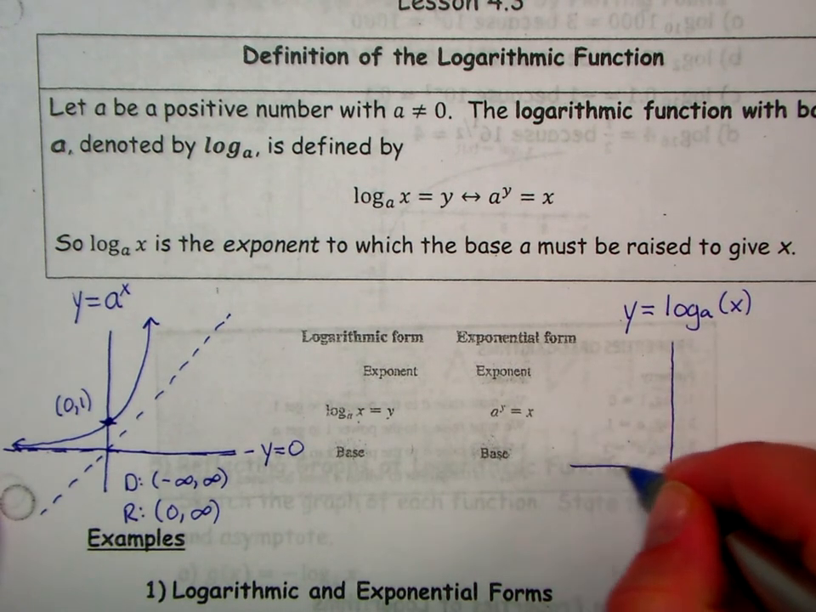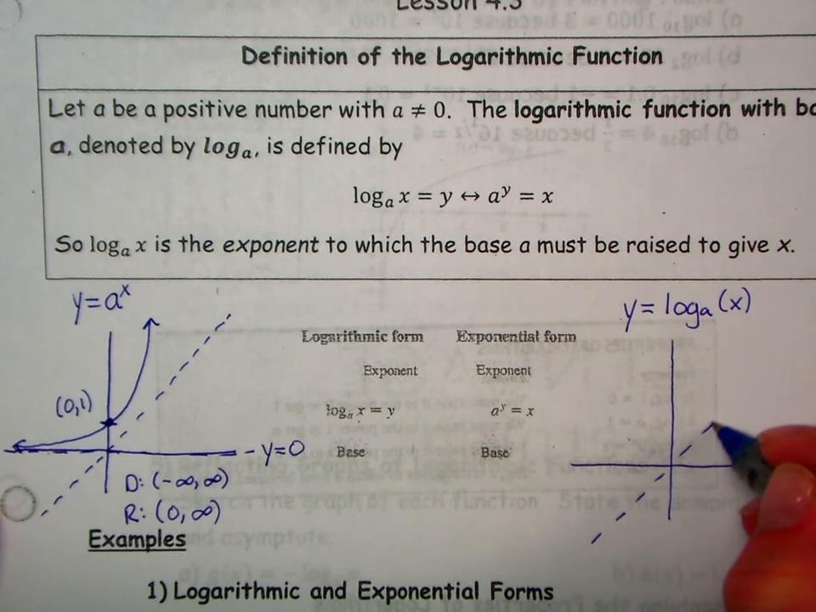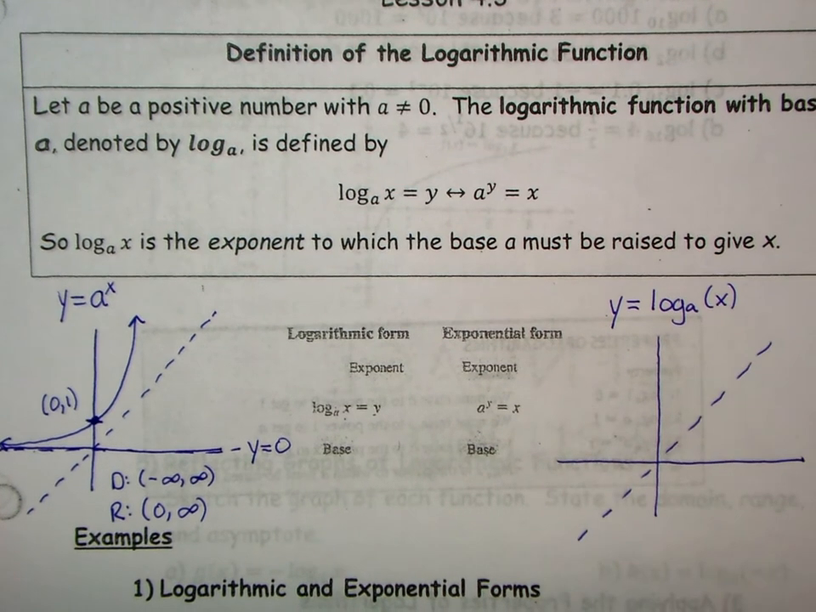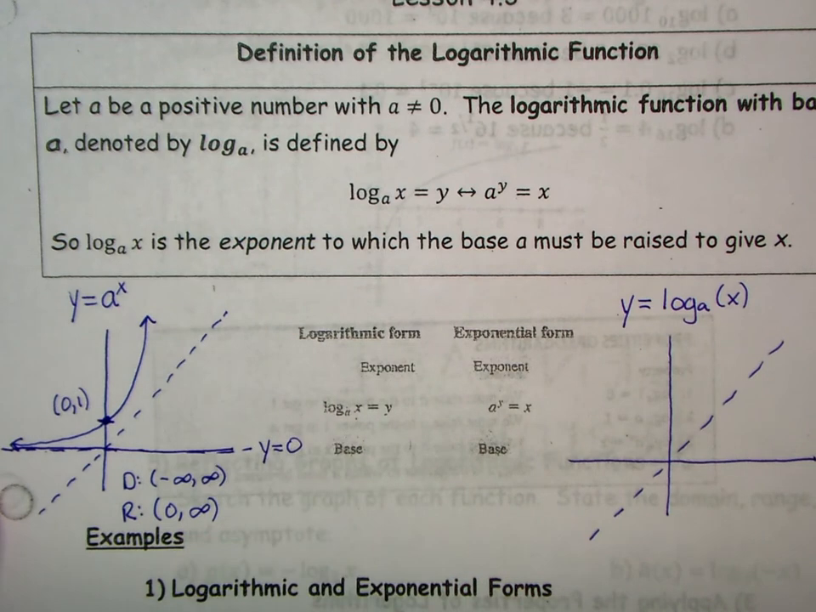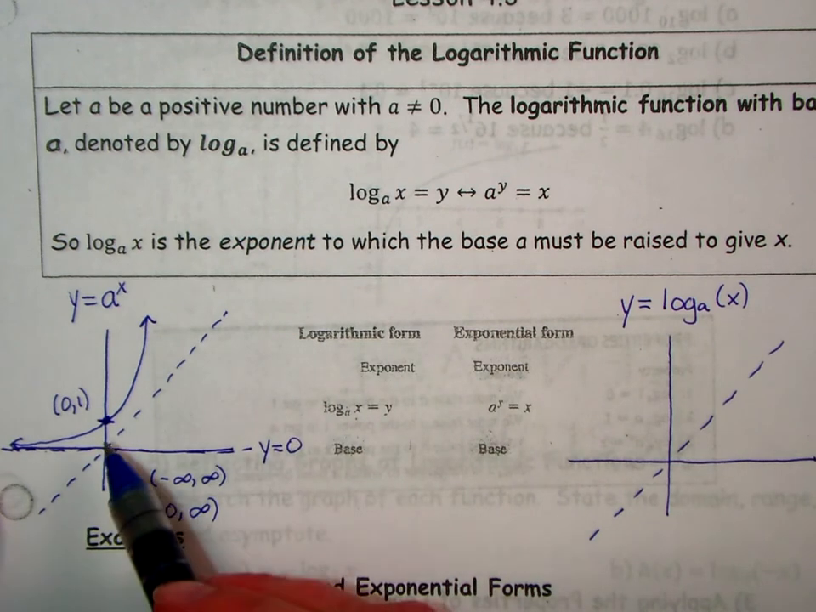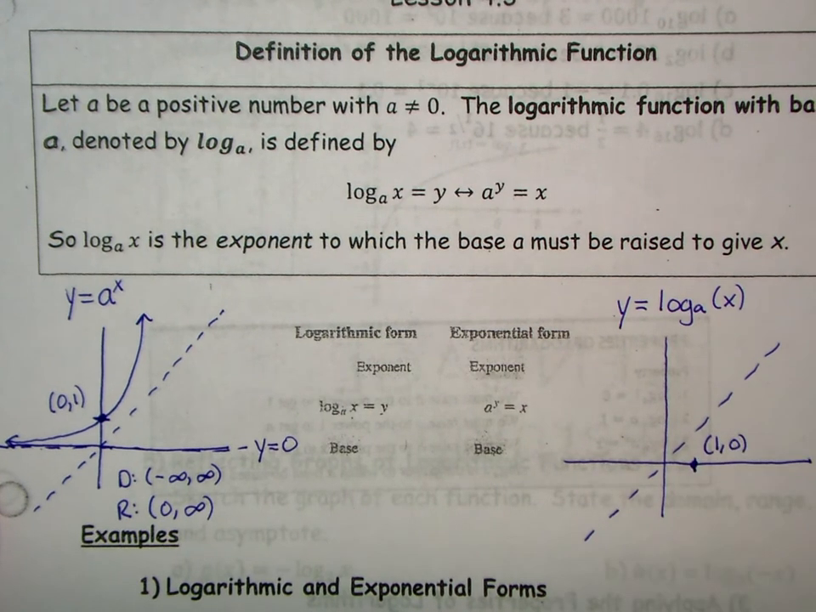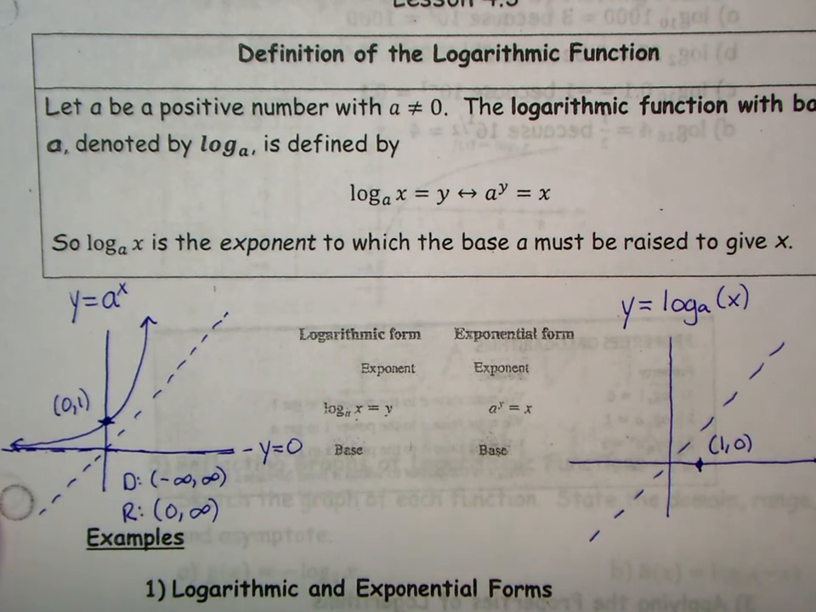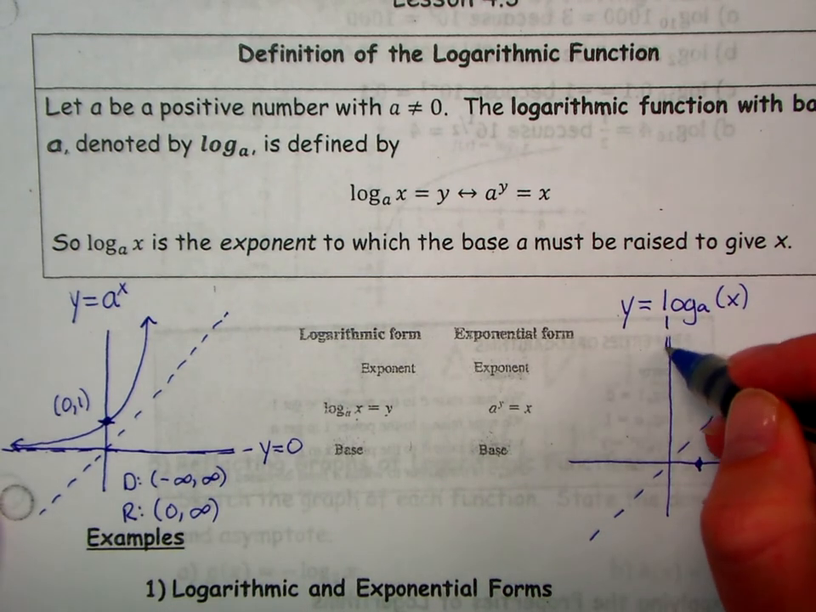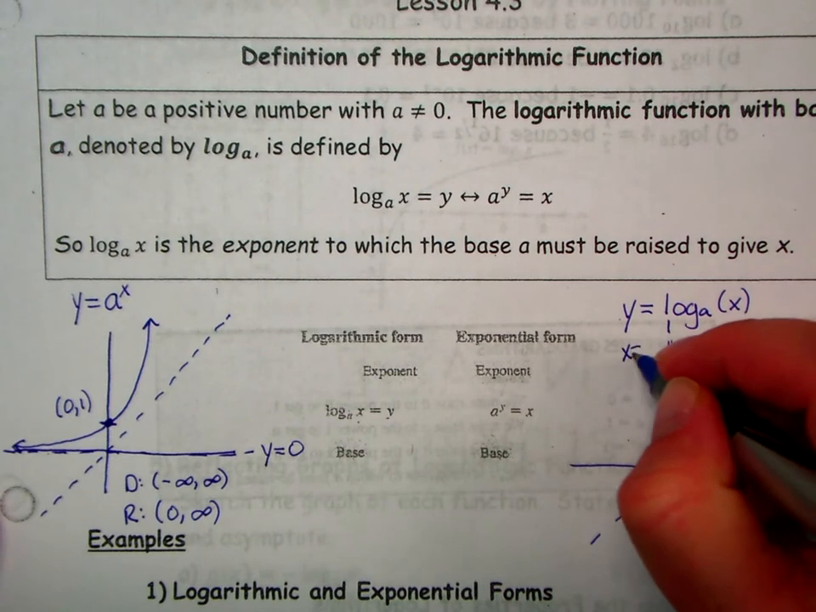So I'm going to draw my axes here, and that y equals x function. Log base a is the inverse of a to the x, so log base a is going to have the point 1, 0 on it. And if a to the x has a horizontal asymptote at 0, then log base a is going to have a vertical asymptote at 0.